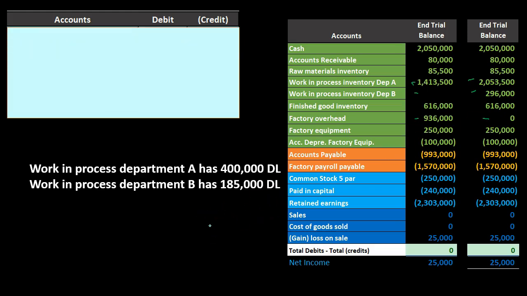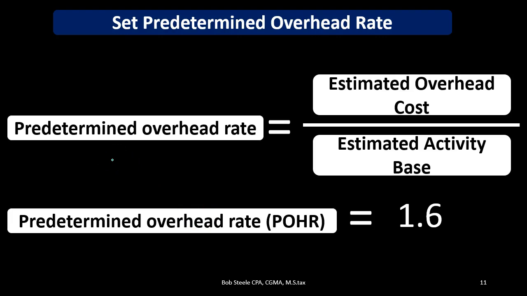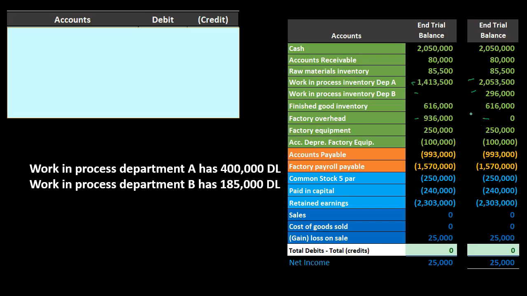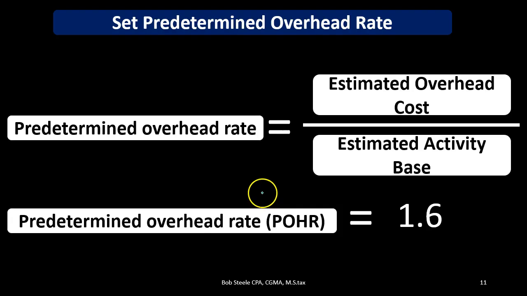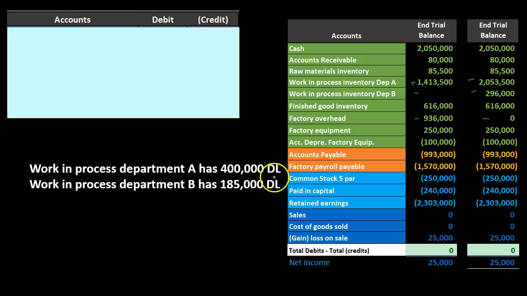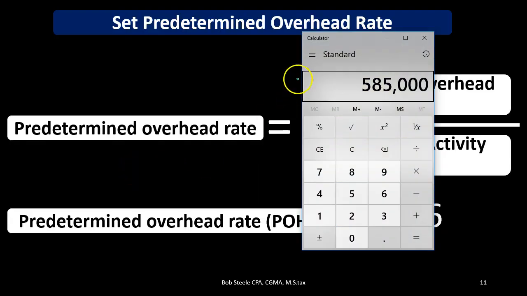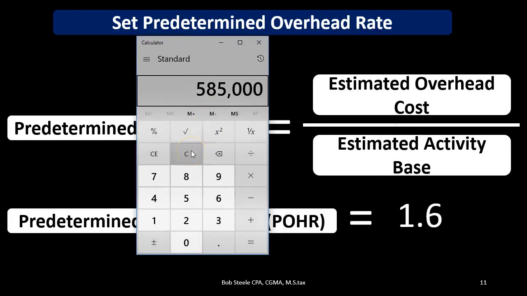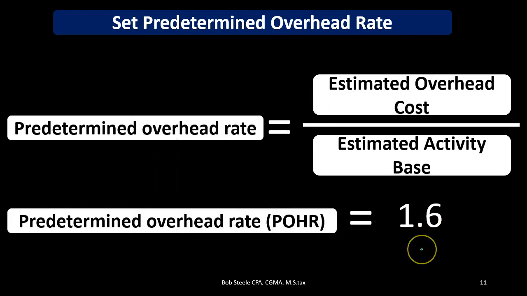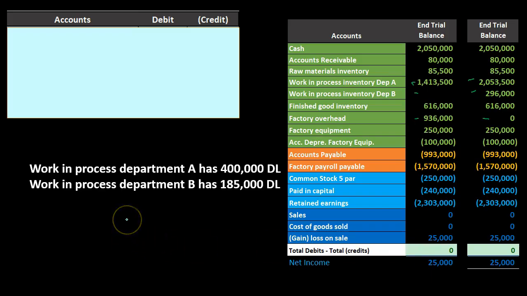So again, the calculation: we have the predetermined overhead rate, and we have the estimated overhead costs, typically from the prior period. In this case, our estimated overhead costs were 936,000. And then we divide it by the estimated activity base, which in our case was the 400,000 plus the 185,000 of direct labor. We took that and divided it out, and we get that 1.6.